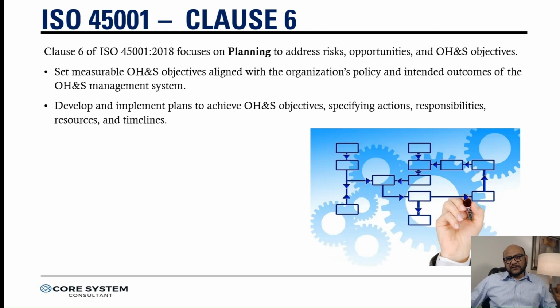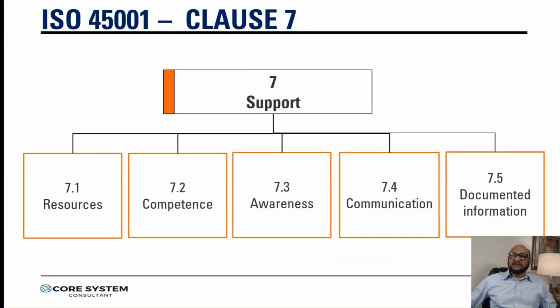Then we have the seventh clause, as the name implies. It's all about support, in terms of resources. So the resources, besides the human resources, could be in terms of the equipment that you need to buy, personal protective equipment, any automation that you need to do. So any type of support that is needed to establish the health and safety management system is to be provided by the top management.